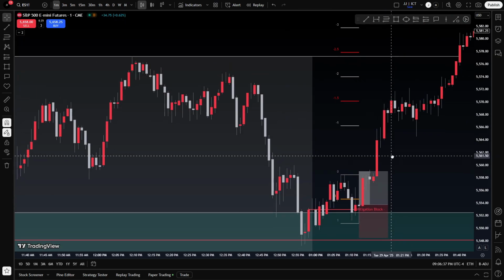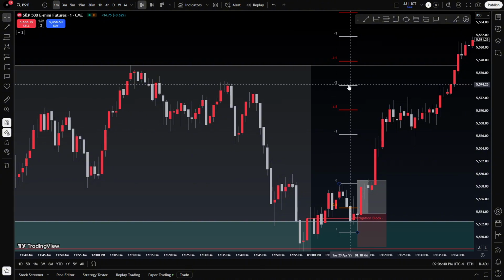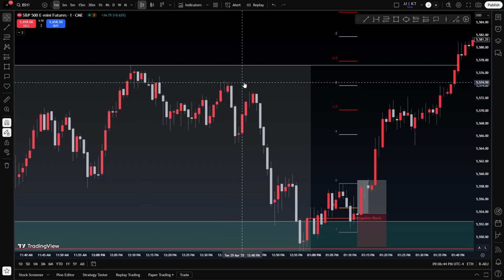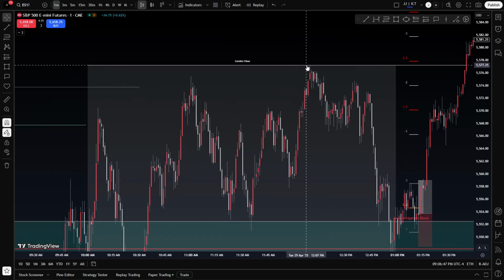Nice standard deviation. We got a standard deviation of 2 landing above this high here, or right above this rejection block, which is basically liquidity. And then we got the 2.5 resting above the London close.